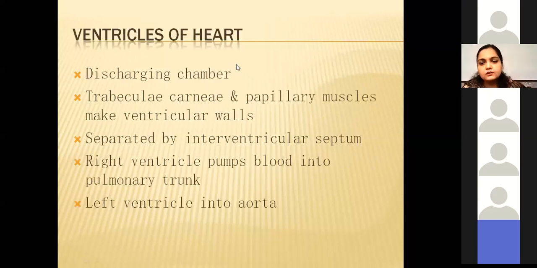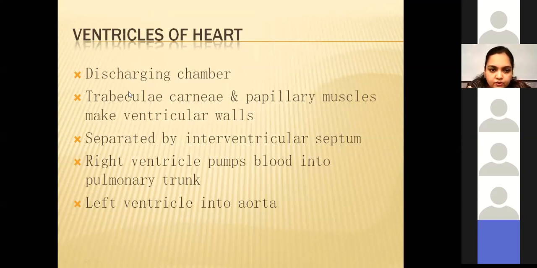Now, similarly, the left atrium also contains a smooth wall part and a rough wall part. The rough wall part is always formed by the musculi pectinati. The ventricles are the discharging chambers. From the right ventricle, blood goes to the lungs, and from the left ventricle, blood goes through the aorta to the rest of the body.